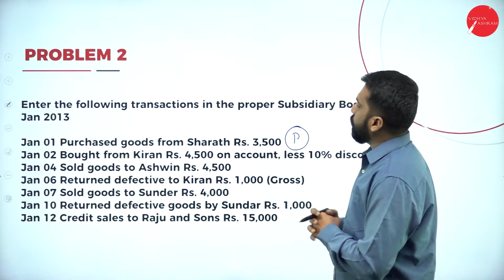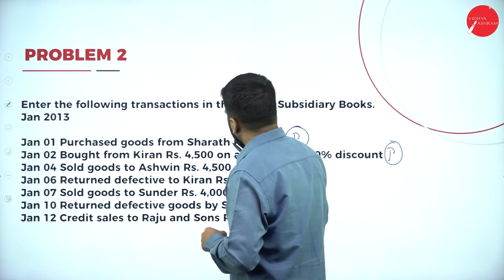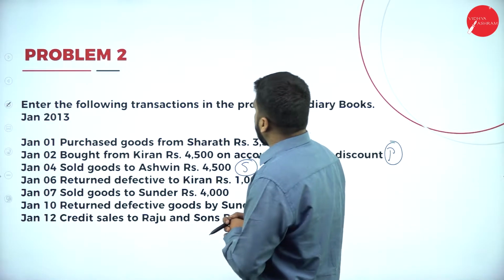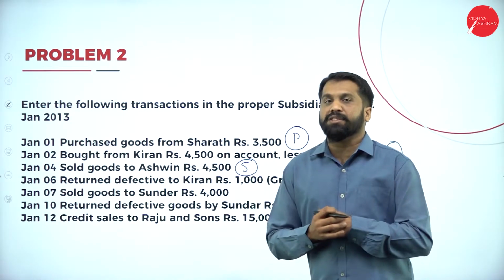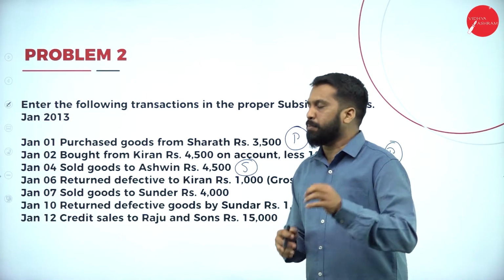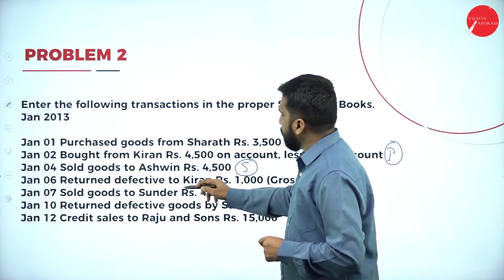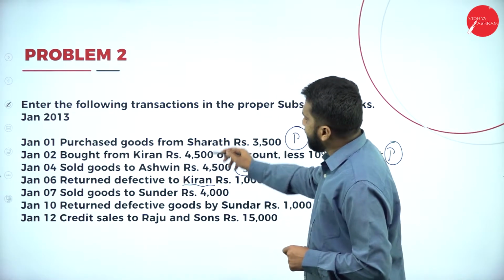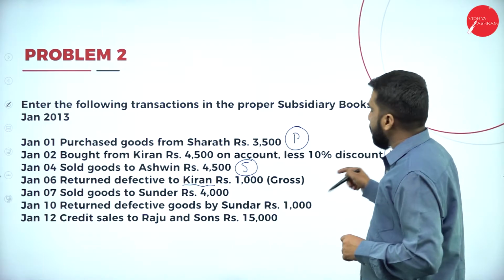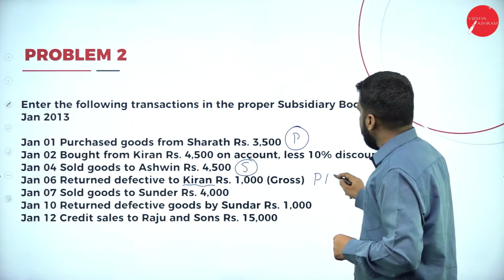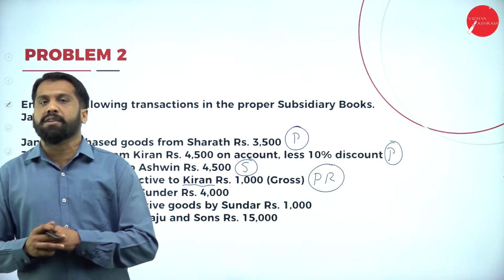Next, sold goods to Ashwini. What is this? Sales. Now, return defective goods to Kiran. How to find out? You may have confusion whether it is a purchase return or sales return. Very simple. What is the name given? It is given return defective to Kiran. Go back. Is there anywhere Kiran? Yes. Bought from Kiran. It is what? Purchases. This must be what? Purchase return. Simple, clear.